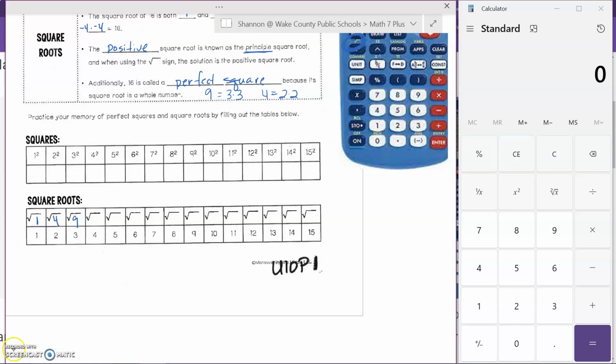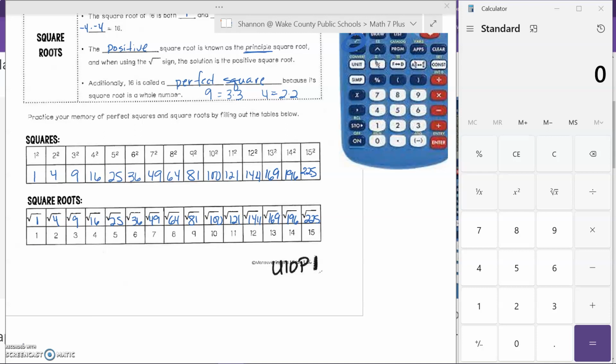No calculators. All right, look and see how you did. You should have the same number in both rows. They're just in different spots. So 1, 4, 9, 16, 25, 36, 49, 64, 81, 100, 121, 144, 169, 196, and 225.